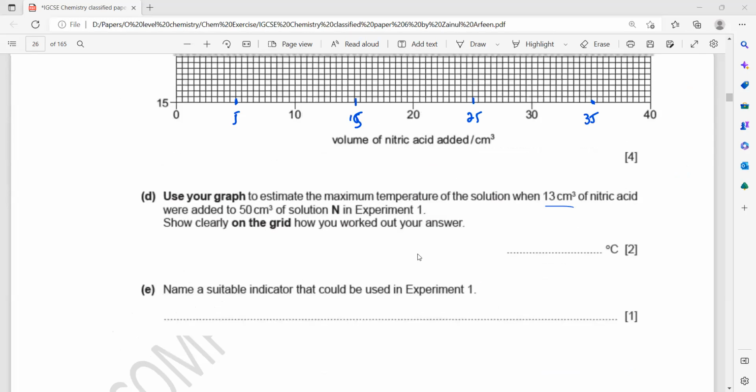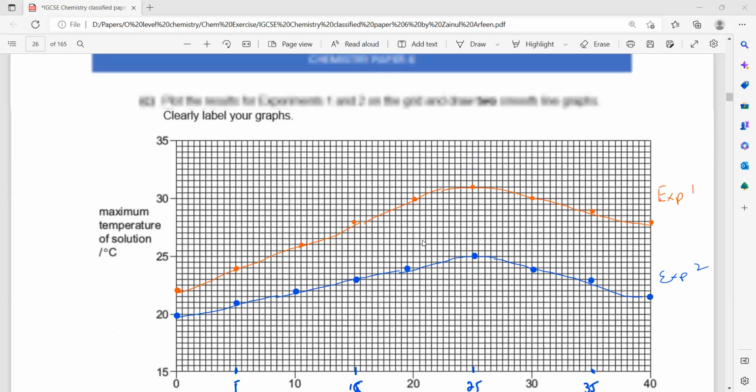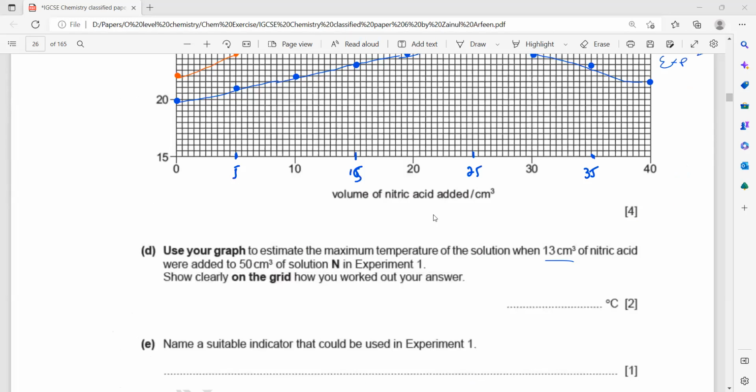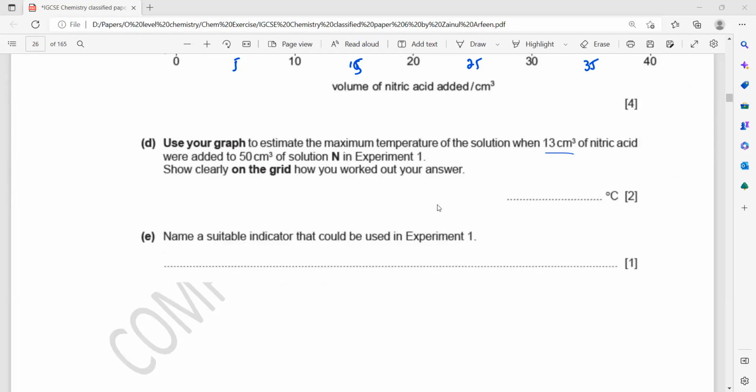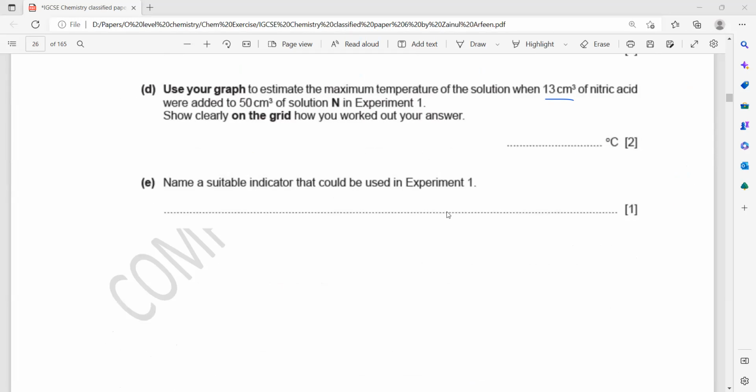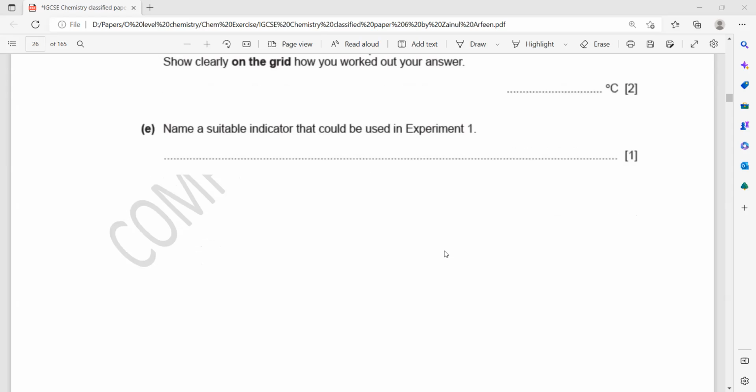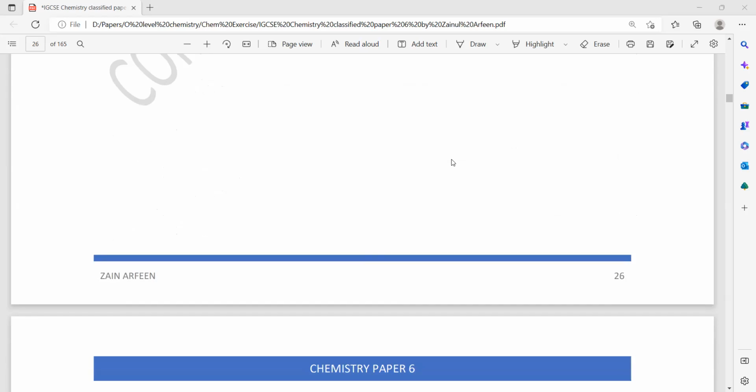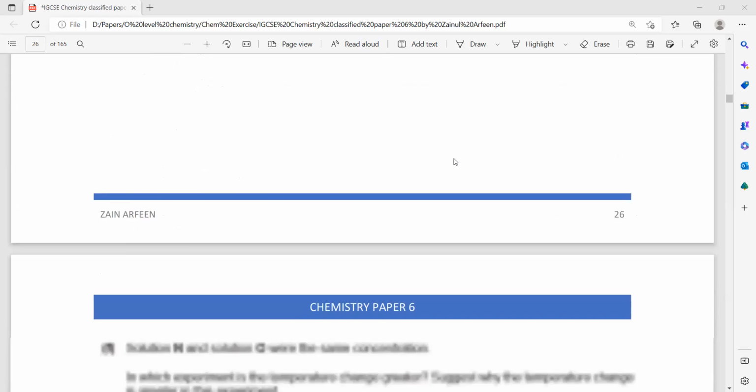Name a suitable indicator that could be used for the experiment. What indicator, like for acid and alkali, what indicator can we use? Phenolphthalein can be used. Thymolphthalein can be used. Universal indicator is not suitable for titration because it shows a range of color change. We will not be able to identify the endpoint because it's like a series of colors and it's hard to distinguish the color transition. We prefer an indicator where one color changes to another, which is easy to recognize.